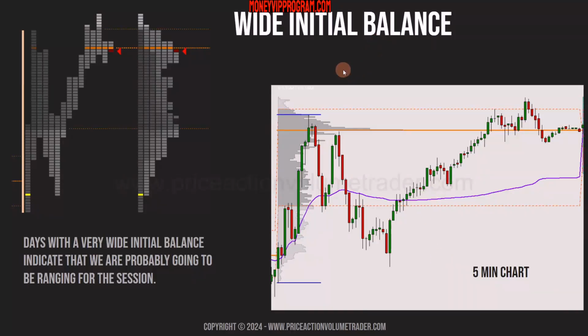So on days where we have a wide initial balance, meaning that the first 2 periods are very big, in this case you can see right here how periods A and B were very big. You can see by this bar that we had a very wide initial balance. Days like this are probably going to be ranging for the session.